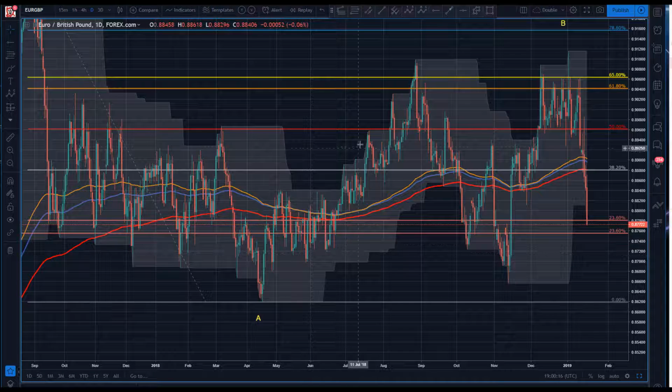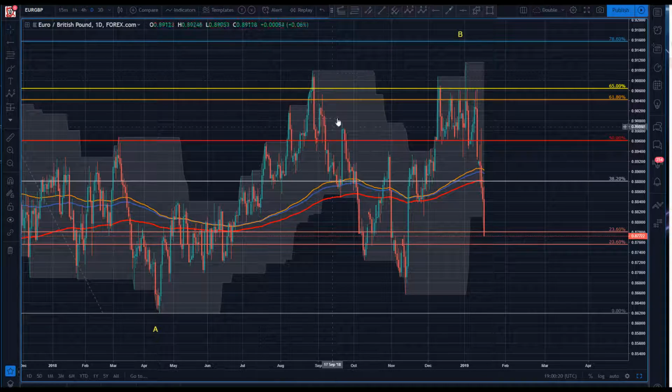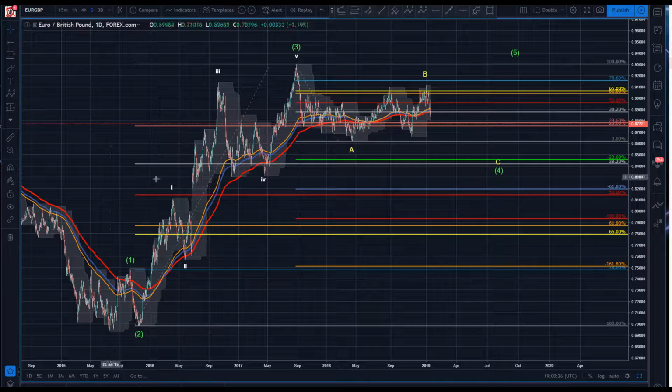1, 2, 3, 4, 5. Looks like you can finish that with a diagonal. You've got to go A, B, C here. 1, 2, 3, 4, 5 into that. So pulling back, it's maybe a little bit of a stretch here, but I certainly see nothing here to support the idea that we're finished with this correction just yet.